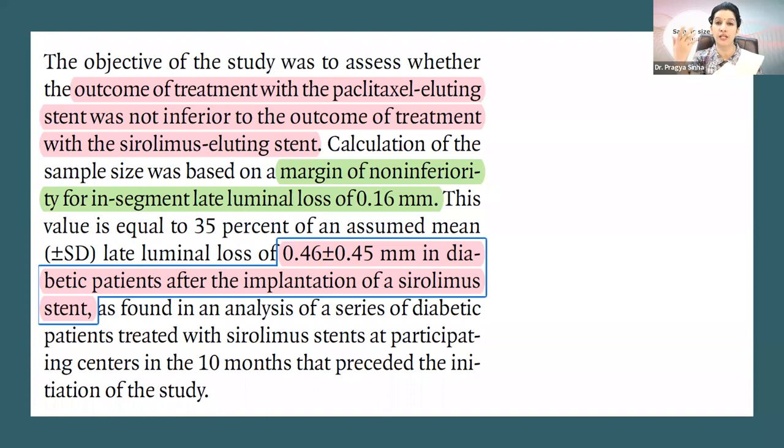So in a superiority trial, I can say that the luminal loss will be less. But if I'm doing a non-inferiority trial, what I'll say is that this will have at least this much compared with the existing one. So if 0.46 is the existing, I am also saying that 0.46 will be with the newer one. And apart from that, even if it is less than that, even if it is up till 0.62, then also I will not call that inferior.